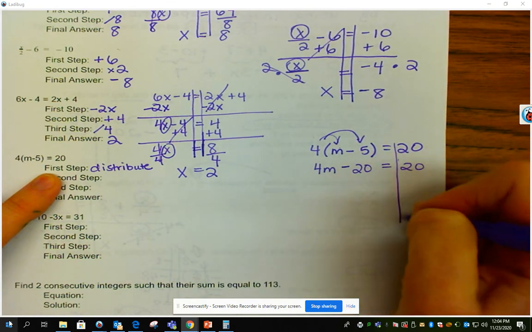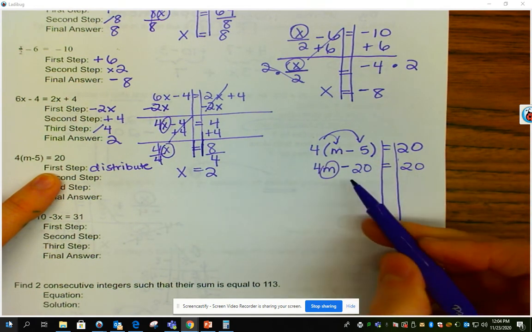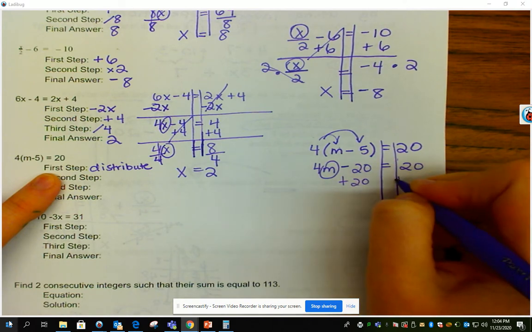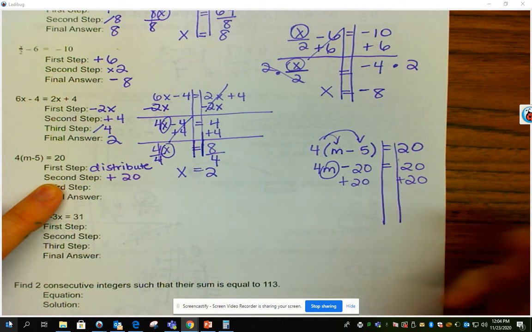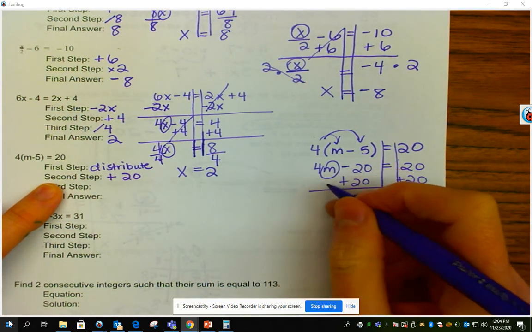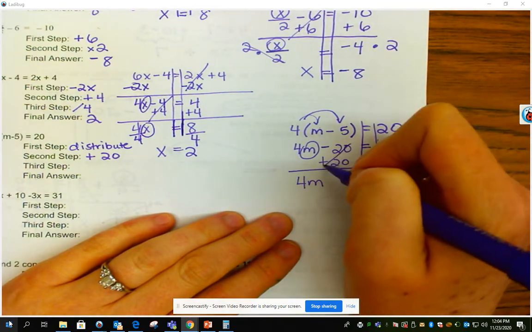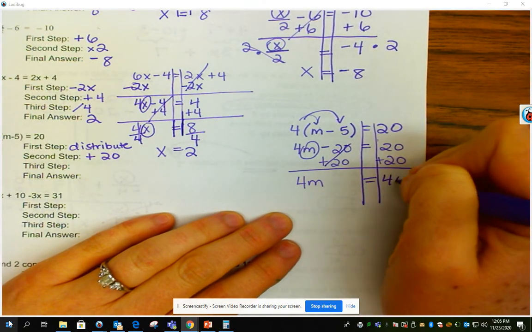Let's make sure we have our dividers. Working on the side with the variable, now what can I add or subtract away? I'm going to add 20. So that's my next step, plus 20. The 4m comes down. Negative 20 and positive 20 cancel each other out. 20 plus 20 is 40.